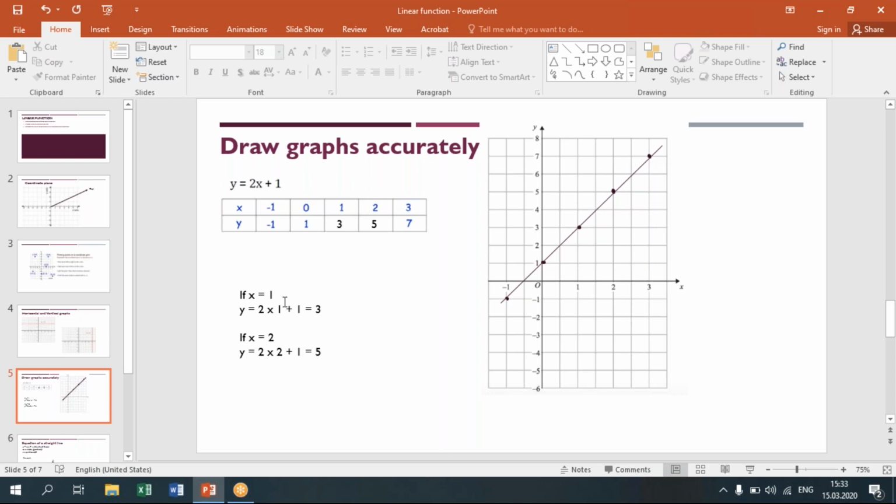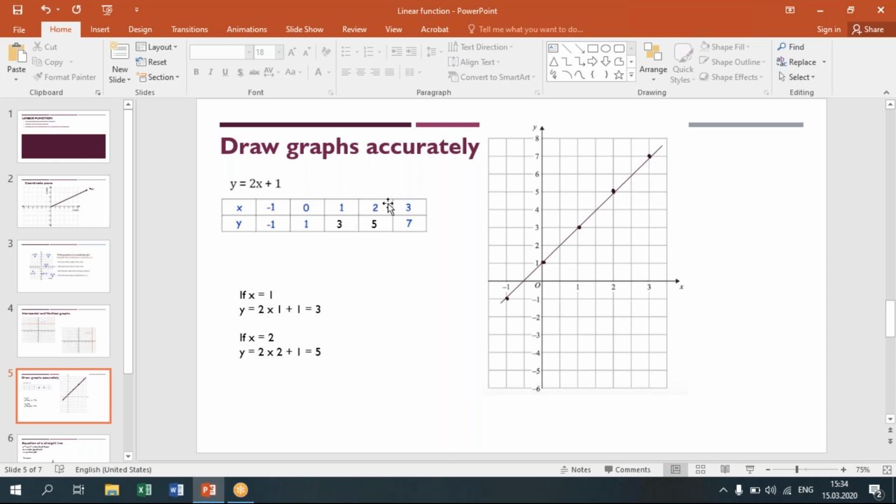If x is equal to 1, instead of x, I will substitute and write 1. Y is equal to 2 times 1 plus 1. 2 times 1 is 2, plus 1 is equal to 3. And instead of y is written 3.